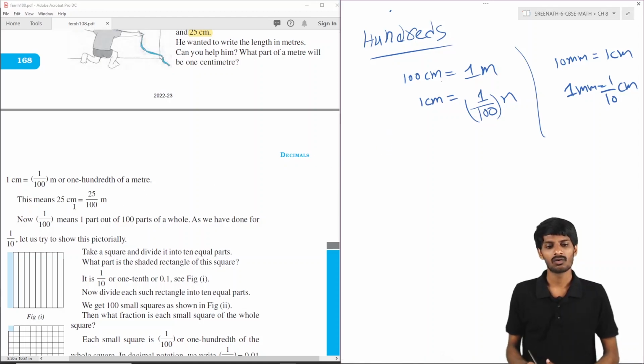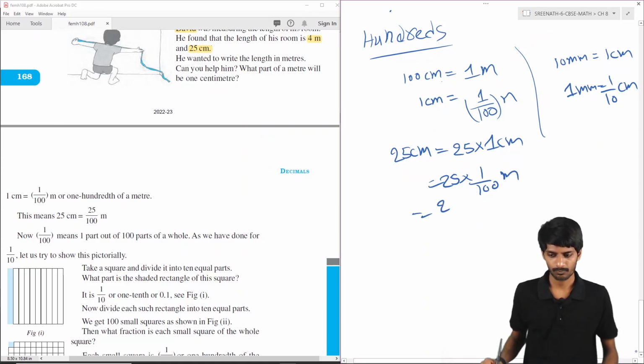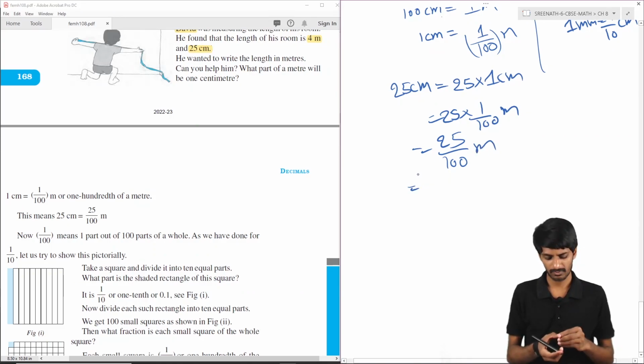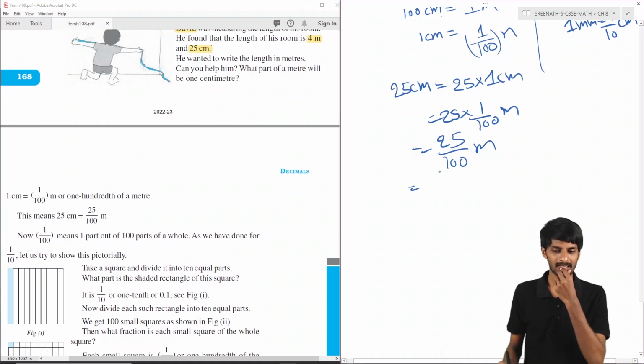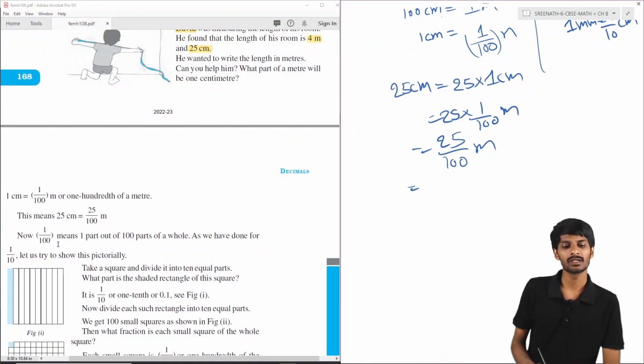So according to this, he measured that it has 25 centimeters. So 25 centimeters means what? That is 25 into 1 centimeter. So that is 25 into, for 1 centimeter it is 1 by 100 meters. So it is 25 by 100 meters, in terms of meters, students. Now 1 by 100 means 1 part out of 100 parts of a whole, students.